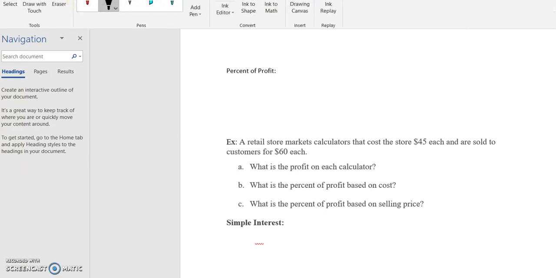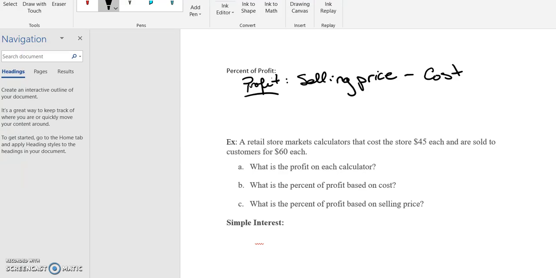So we're going to work on percent profit tonight. Okay, so guys, percent profit, let's talk about profit first. Profit is how much money I make, right? So a profit is simply the selling price minus your cost. That tells me the distance above what I sold versus what it cost me. So that's my profit. That's how much I've made.